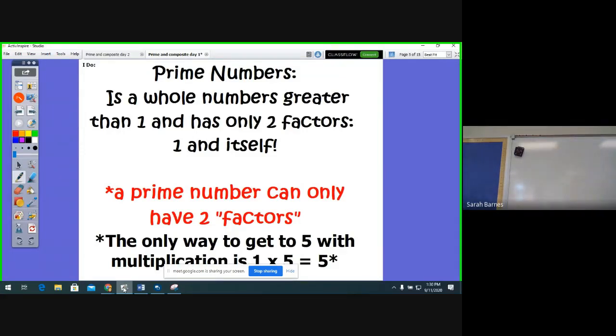Okay, so we're going to learn about prime numbers. A prime number is a whole number that is greater than 1 but only has 2 factors, the number 1 and itself. A prime number can only have 2 factors. The only way to get to 5 with multiplication is 1 times 5.